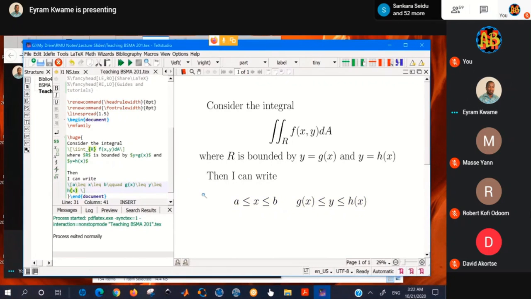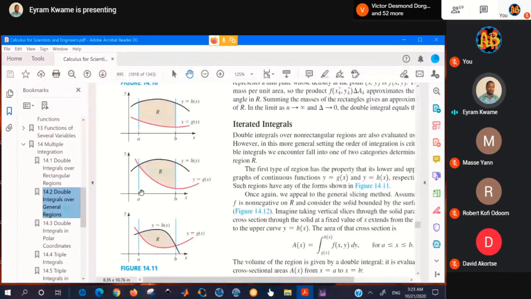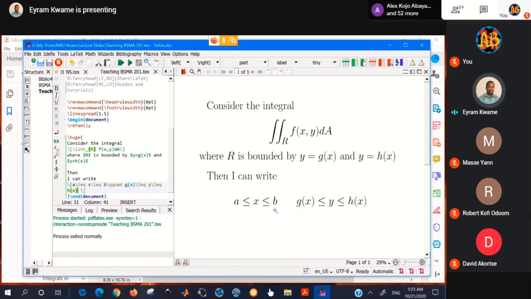Good. So if I have this situation, my goal is to find this integral over a certain region, but I know R is bounded by what? The graphs y is equal to g of x and then y is equal to h of x. From the graph, I'm looking at the first part. Along the x-axis, x is between a and b, and that is why I wrote this.